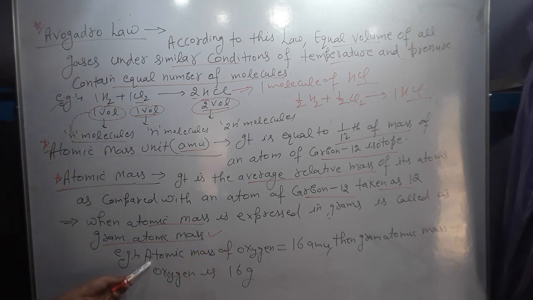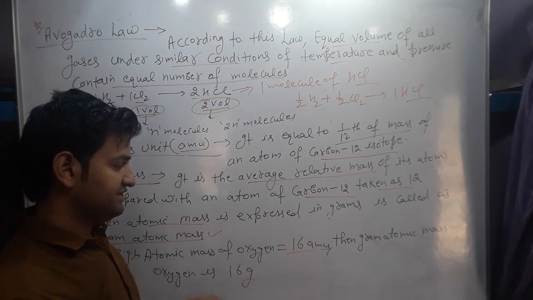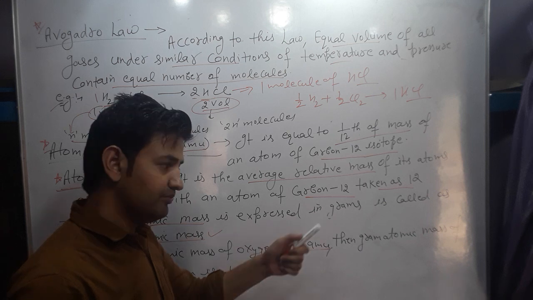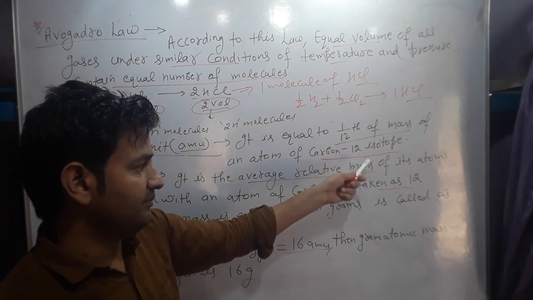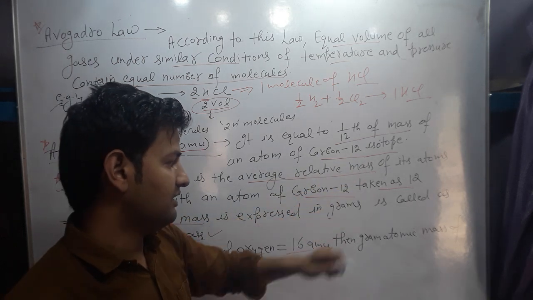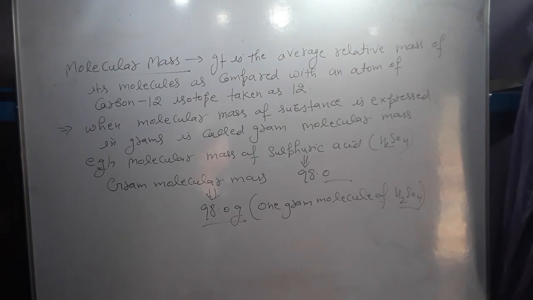Let us take an example. Atomic mass of oxygen is 16 AMU. 16 AMU means atomic mass unit. It means it is compared with 1/12th of the carbon isotope. Then when it is in gram, we can say that the gram atomic mass of oxygen is 16 gram.